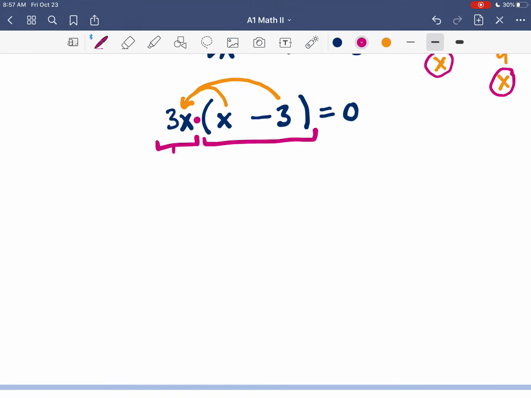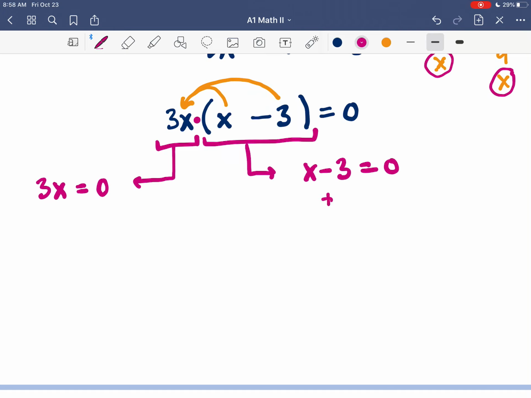And what we do is we take them separately. I'm going to take 3x and say, what makes 3x equal, not 8, I don't know why I wrote 8. What makes 3x equal 0? And then you do the same thing for x minus 3. What makes x minus 3 equal 0? And those two things will give you the two options for how to make this product equal 0, right? One of them has to be 0. So what makes 3x 0? And what makes x minus 3 0?